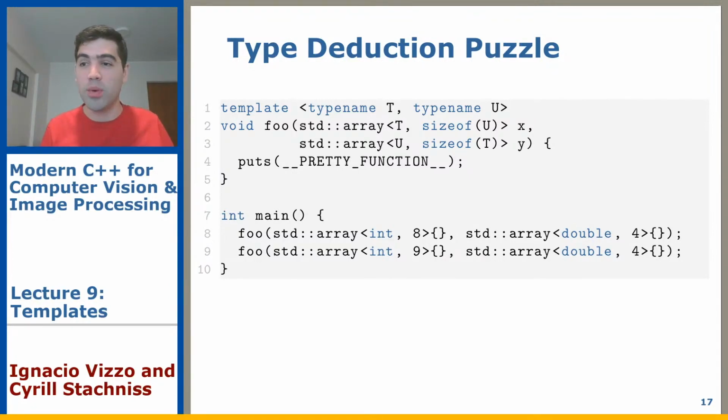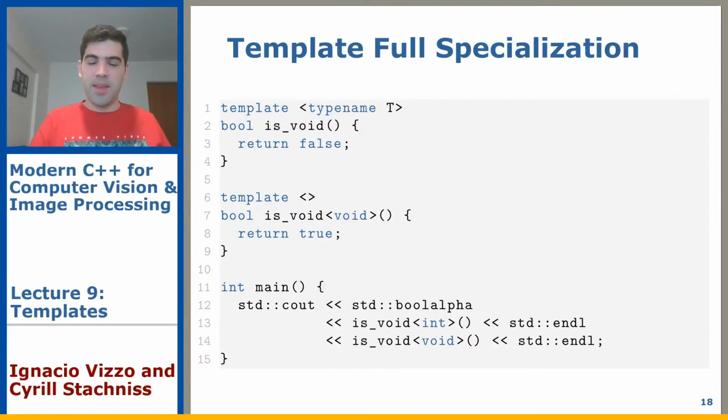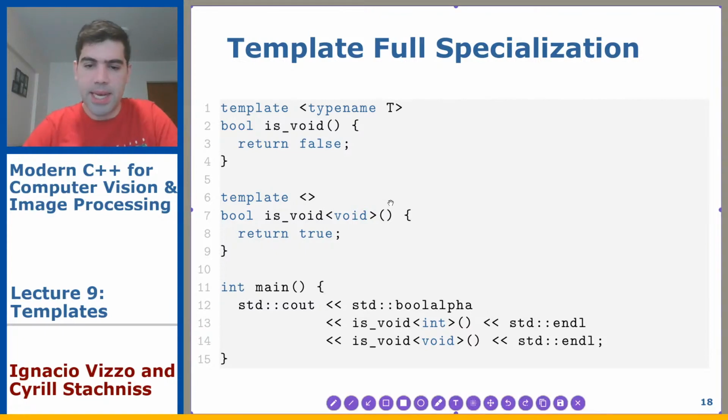So homework, do this. And then the last step for knowing all you need to know about templates in C++ for roboticists is template specialization, right? This is mostly the last big topic for templates. So let's say that you have a template for a function called isVoid. So again, let's highlight.